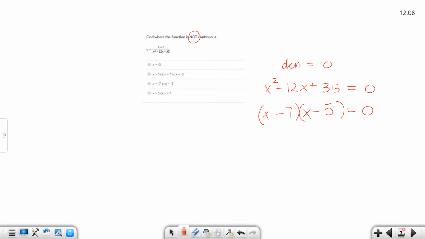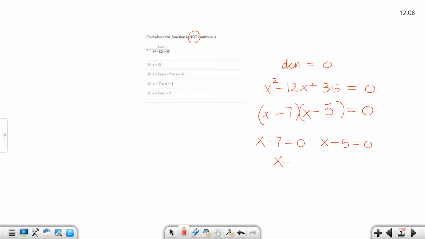Now, at this point, you'll see that negative 7 and negative 5 are an answer choice. Do not fall for that trick. Remember, to find the domain and set it to 0, you have to actually set it to 0. Don't use the factored portion. Actually take the time to do this final step.